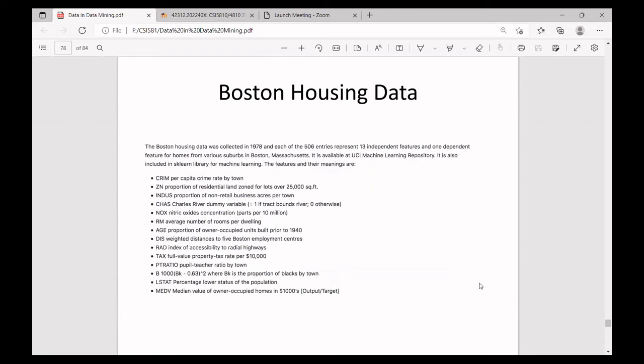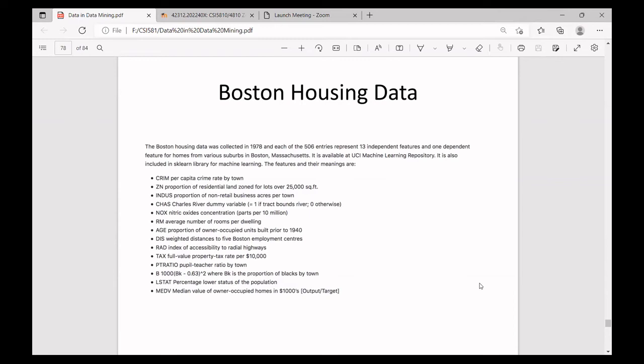This data was collected in 1978, so it's a pretty old data set. It has 506 entries, or you can say 506 vectors, and each entry consists of 13 features or attributes. Those are independent features and one dependent feature. That means the dependent feature has a value which is a function of those 13 independent features. All right.